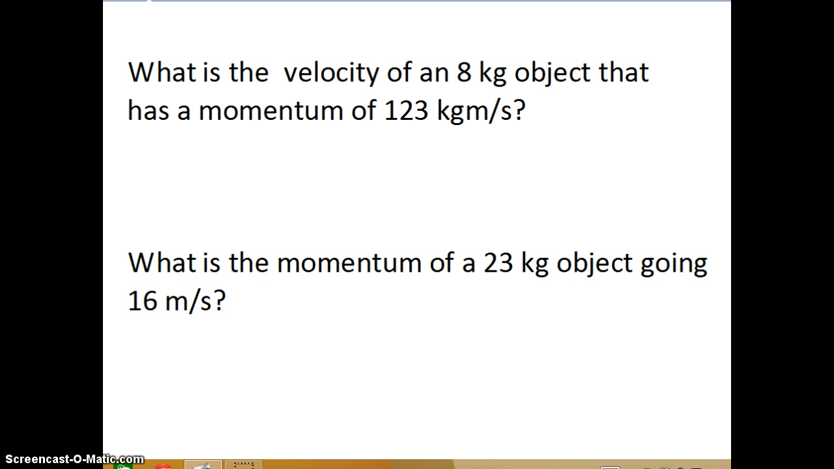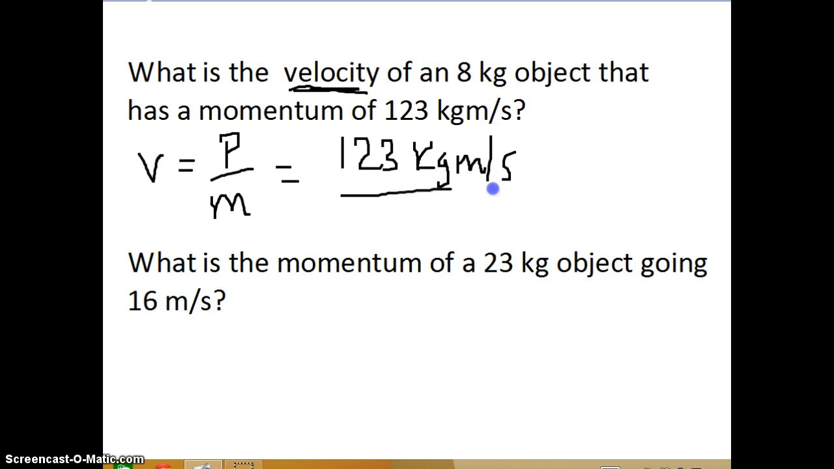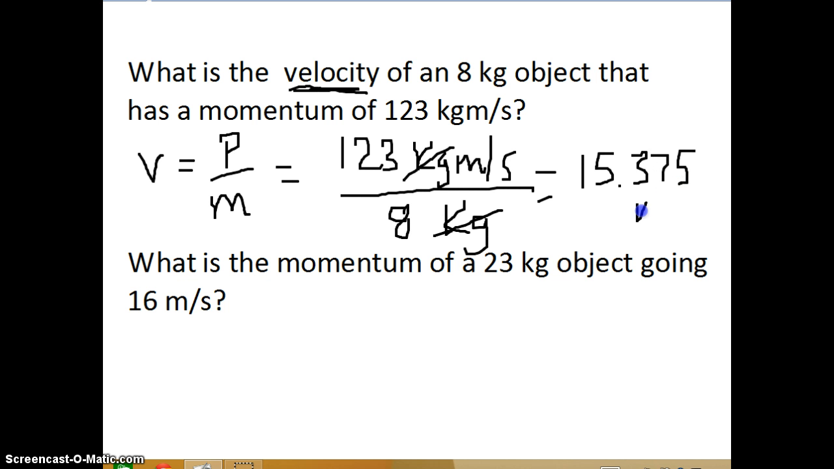So what is the velocity of an object that is 8 kilograms and has a momentum of 123 kilograms meters per second? First, you want to write the equation. So velocity, because we're looking for velocity, is equal to momentum over the mass. And so we're going to put the 123 kilograms meters per second on top and divide by 8 kilograms. So we're going to cross out the kilograms because you'll be left in meters per second. And this equals 15.375 meters per second.